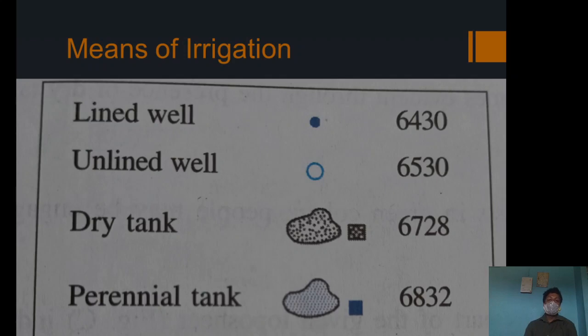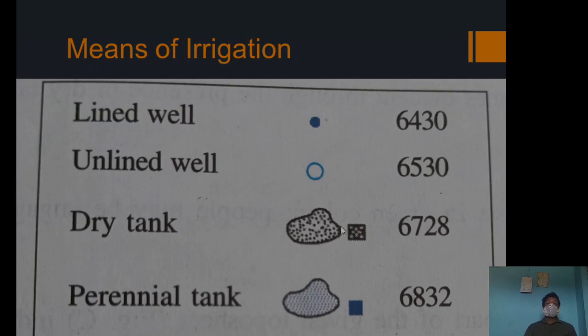Now irrigation. On the topographical sheet, we can see blue dot lines. This is called a lined well. And when the blue dot line is empty, that means only a blue circle is seen, this means it is an unlined well. It is a very important thing for the topographical sheet when it comes to talking about irrigation. So think upon all these things.